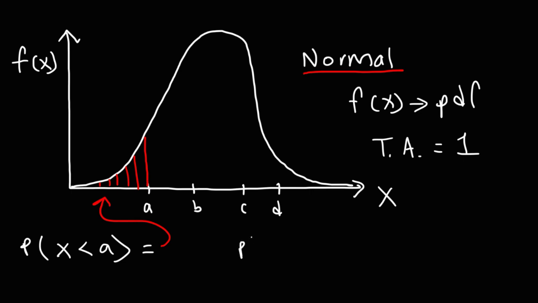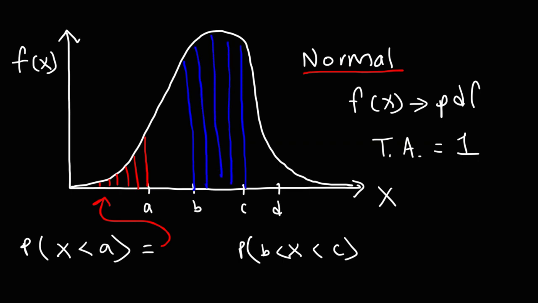Likewise, if we wish to calculate the probability that x is between B and C, what we need to do is we need to determine the area under the curve between B and C. Likewise, if we wish to calculate the probability that x is greater than D, we need to calculate the area under the curve to the right of D. So the probability is always equal to the area under the curve when dealing with a continuous probability distribution function.